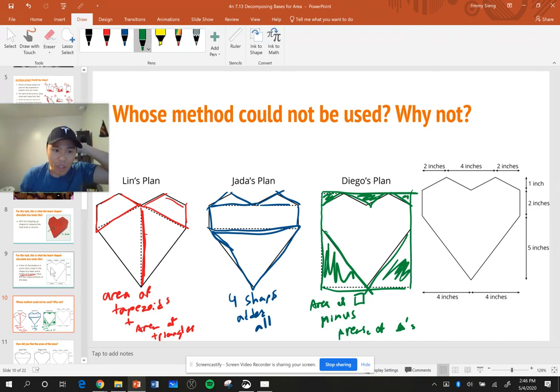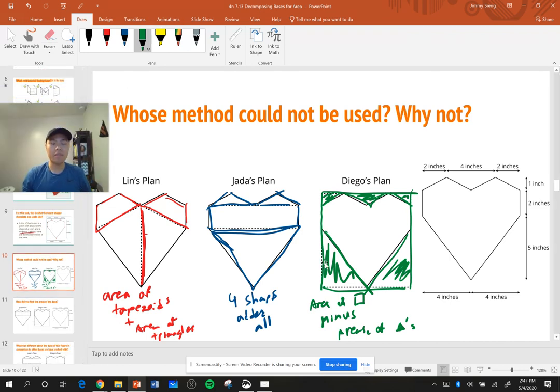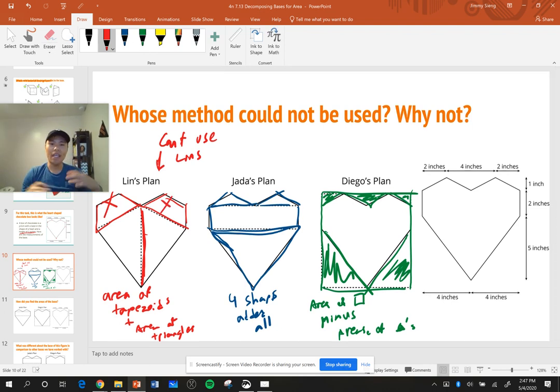But what we want to know is which one's going to be the best method. So I'm thinking about which method cannot be used. Well, I think that we can't use Lynn's, because we don't know the area of a trapezoid. We don't know these areas, right? We don't know what those are. So therefore we can't use those.